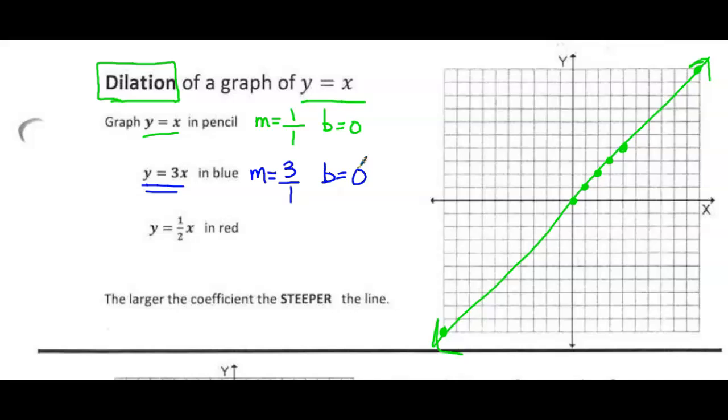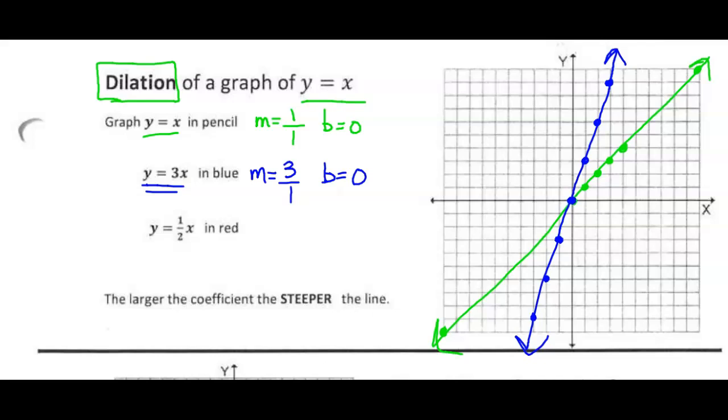So if I come over to the graph and graph 0, 0, 3 over 1 means go up 3, right 1, up 3, right 1, up 3, right 1. Then I can go the opposite way, down 3, left 1, down 3, left 1, down 3, left 1. And then you have your ruler. Once again, your line should look better than mine. And if you notice, when you have a number there next to x that is greater than 1, your graph gets steeper. It's closer to the y-axis.